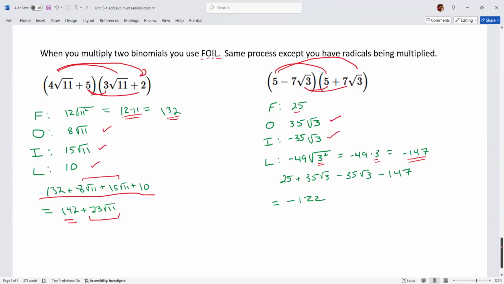If I add them all up, I can see that these two middle terms just cancel each other out because plus 35 minus 35 square roots of 3 add up to 0. 25 minus 147 adds up to negative 122. Okay, very good.